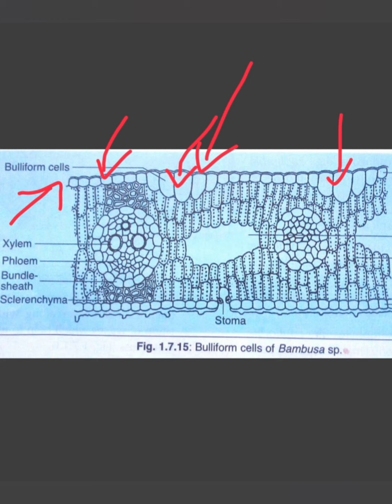In dry conditions, these cells facilitate the rolling of the leaves in these grasses. As a result, the sunken stomata become hidden in this way, thus reducing transpiration or water loss. And during a moist season, these bulliform cells again cause unrolling of the leaves by regaining their normal turgidity. So that is the function of bulliform cells in xerophytic plants.